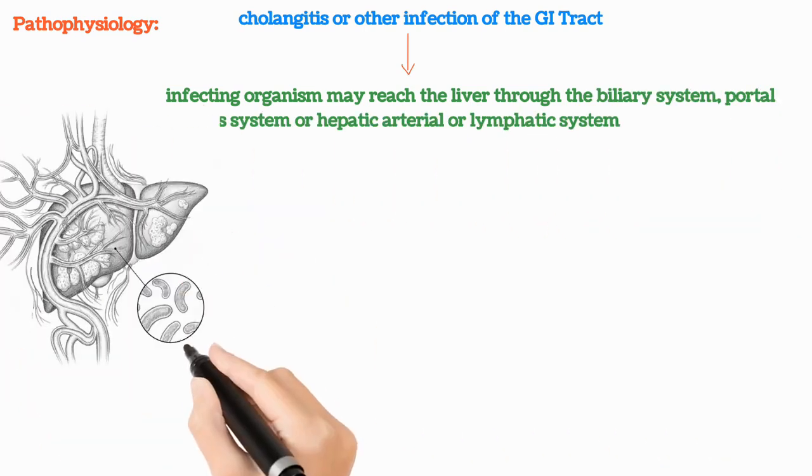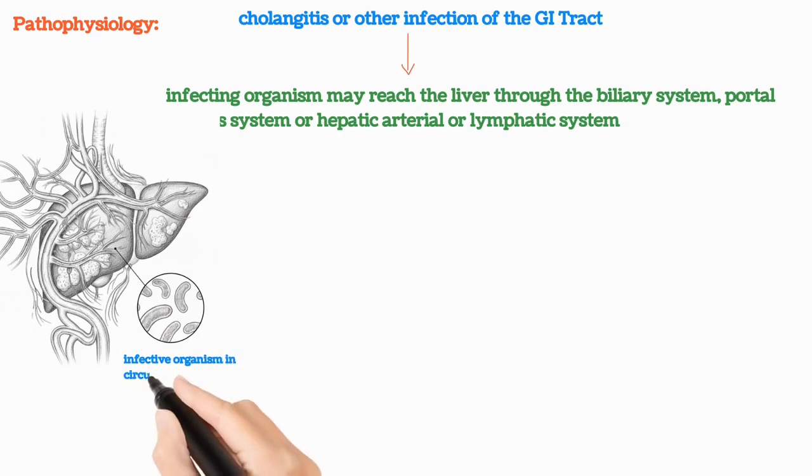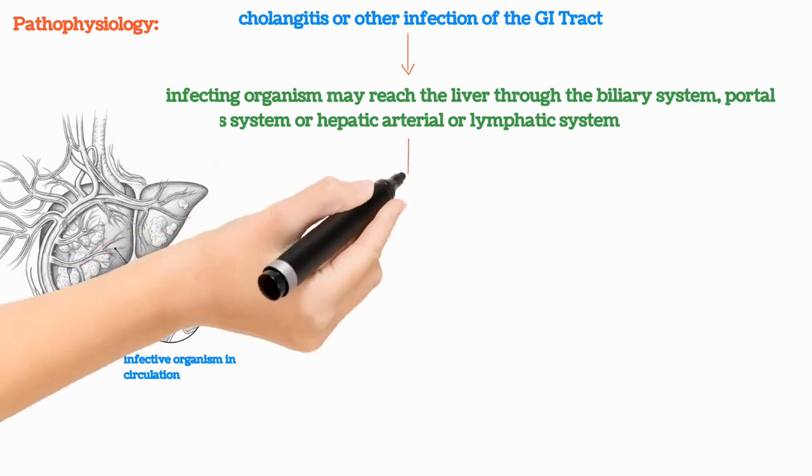For example, an ascending infection from bile ducts, most common in obstructive biliary disease. Similarly, through the portal vein from intra-abdominal infections such as appendicitis and diverticulitis. Also from bloodstream infections such as sepsis and endocarditis. And rarely from nearby infected organs through the lymphatic system.